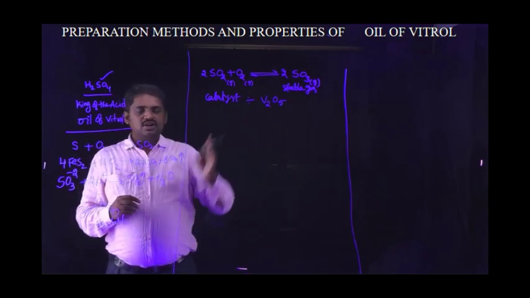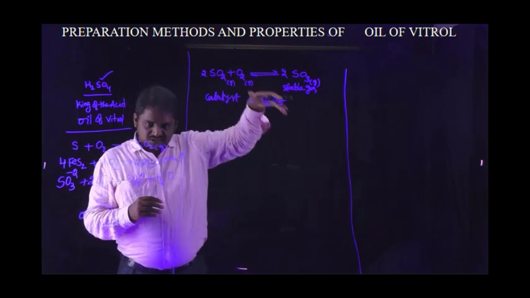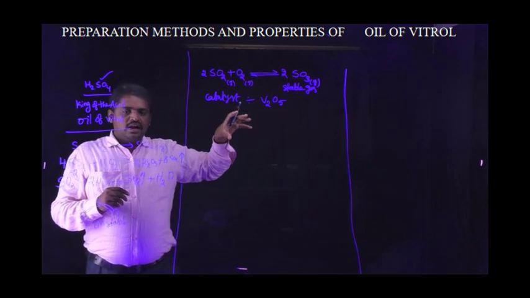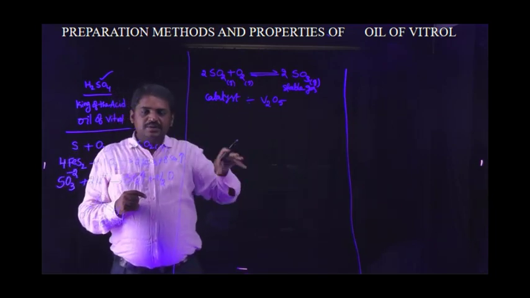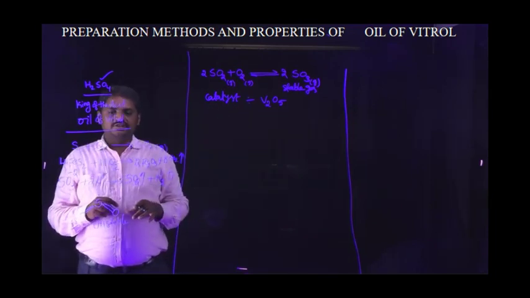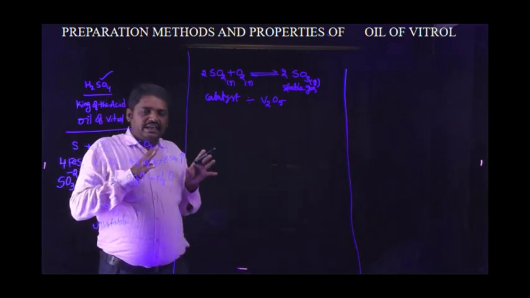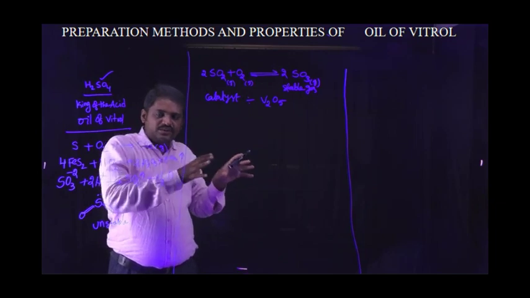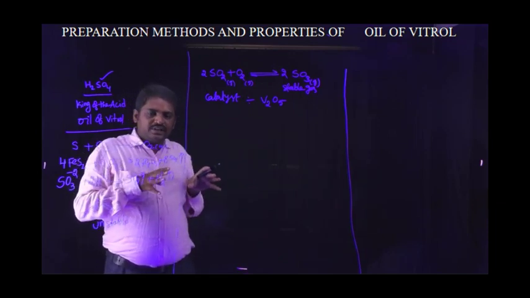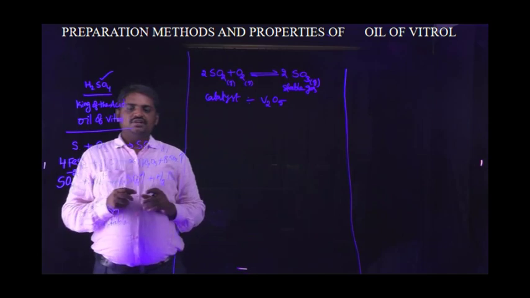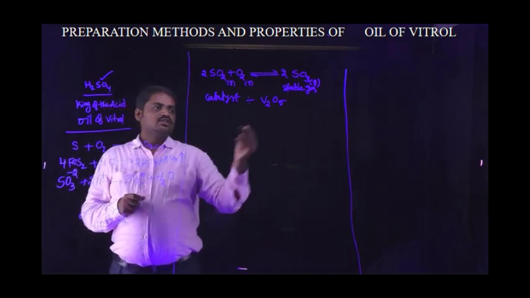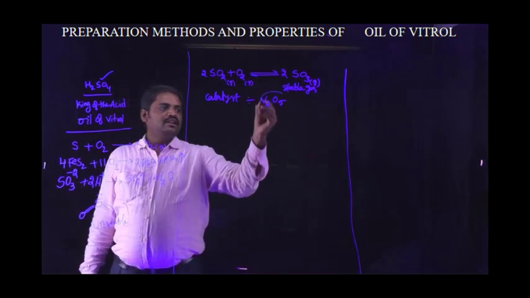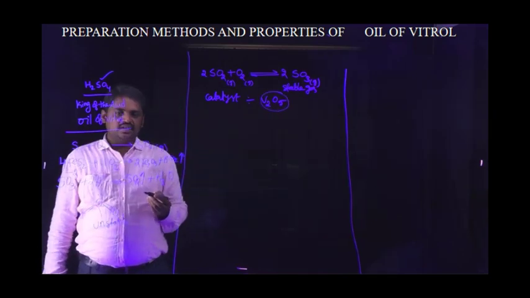By using this component in this reaction, the rate increases and is not affected by the equilibrium state of the given chemical reaction. This component only increases the rate of reaction and does not affect the equilibrium state of the given chemical reaction. So that is the importance of a catalyst. In this reaction, vanadium pentoxide acts as the best catalyst.